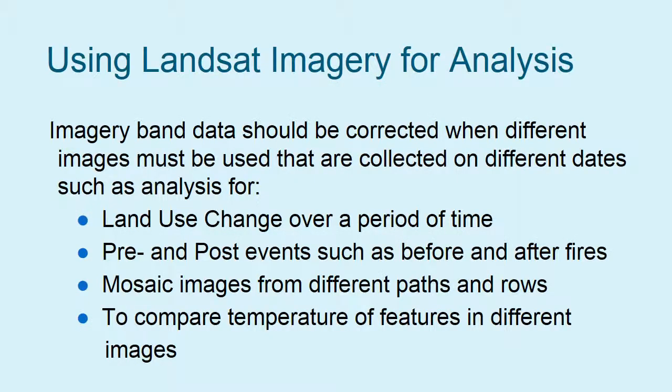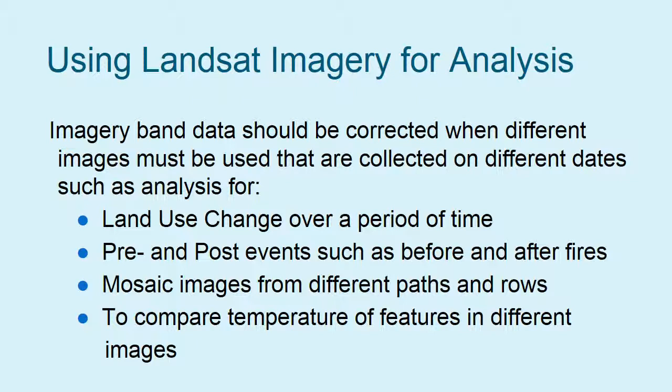Imagery data that we collect should be corrected when images from different dates are used. This is important for a lot of different applications, such as land use change over a period of time. You may be looking at June 2010. If you collect images on different days of the month, you should correct for the angle of incidence. Pre and post fire events often collect data right before a fire, maybe immediately after the fire, and then several months or years after the fire to see what changes occurred.